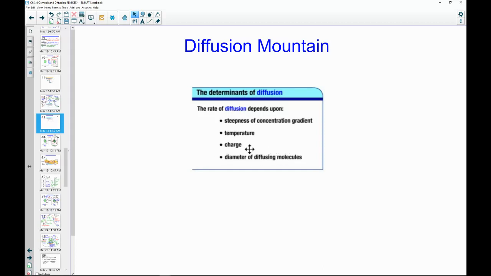So the cell membrane is not going to allow everything to simply diffuse across. Some things are too large to diffuse across the membrane. So regardless of how big that concentration gradient is, if they can't get across the membrane, nothing's going to happen. So these are some of the factors to be aware of that are going to drive how fast diffusion occurs.